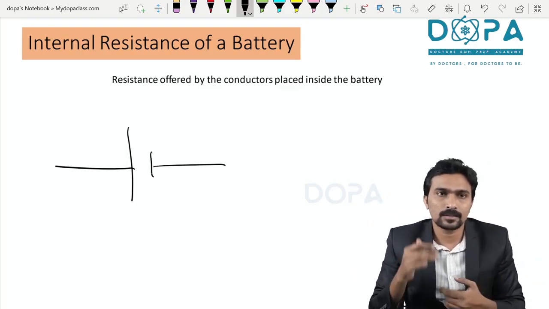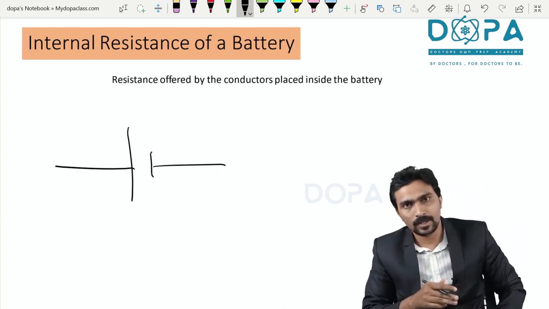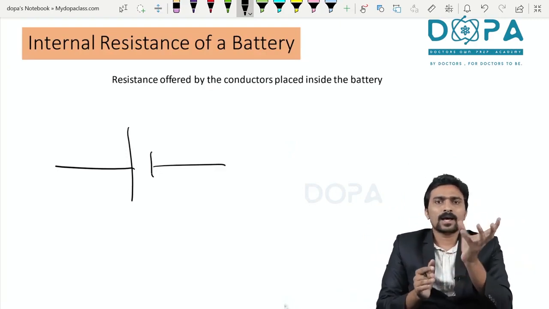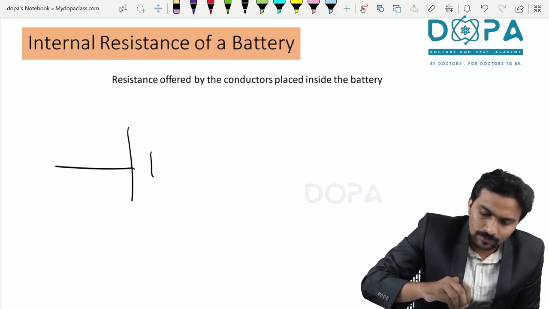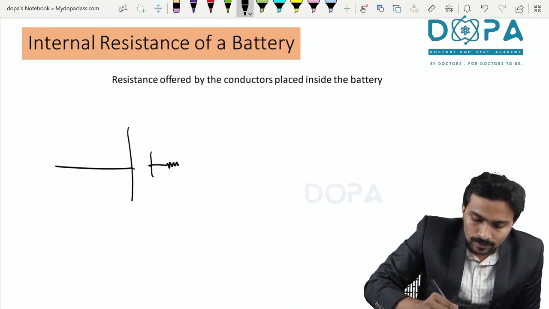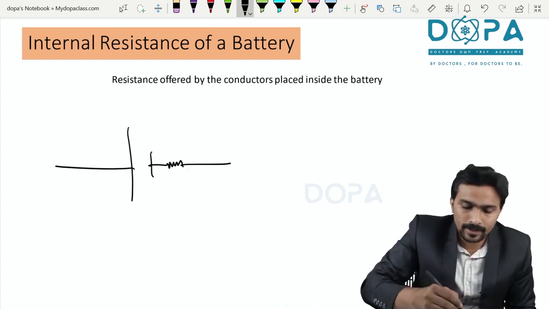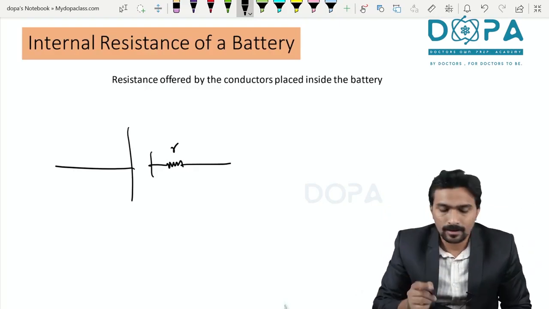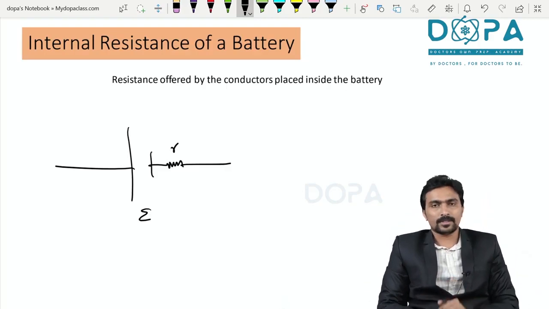Internal resistance of a cell is the resistance offered by the conductor placed inside the battery. Whatever conducting material is placed inside the battery will have some resistance. That is known as the internal resistance of a battery. And the way we represent it is, in circuits, we draw a resistance very close to the cell, and we use the small letter r to represent internal resistance. This is the EMF, and that is the internal resistance of the cell.